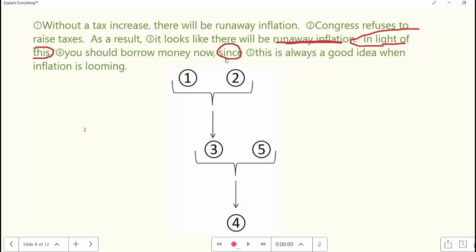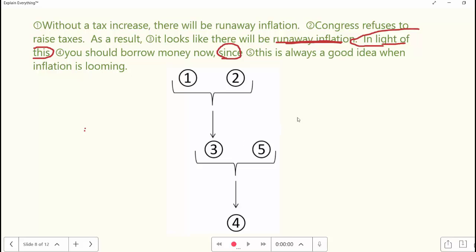Why? Because, or since, right, and this is a premise indicator, this is always a good idea when inflation is looming. So in light of this, in light of 3, you should borrow money now. Because when you have runaway inflation, it's always a good idea to borrow money when there's going to be inflation.